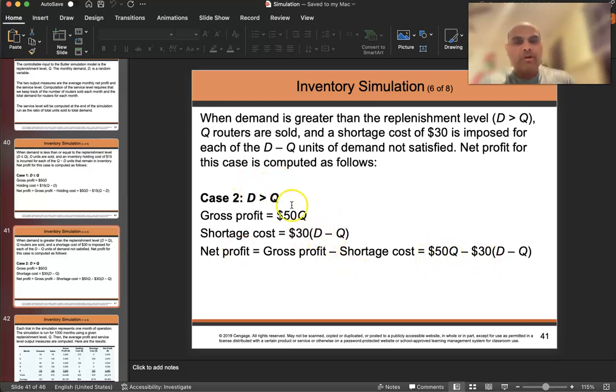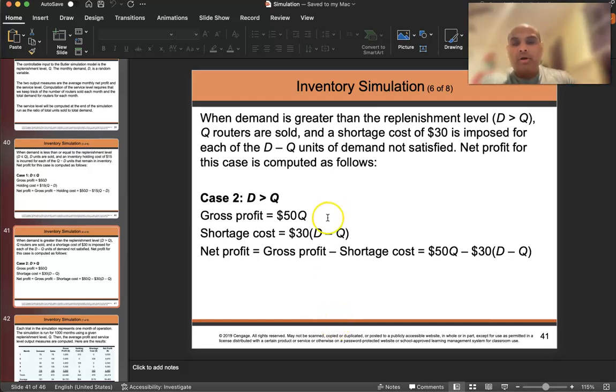Again, you can calculate net profit by subtracting these two. It'll be 50Q minus 30 times (D minus Q), so it'll be 80Q minus 30D essentially. That's the net profit in case demand is more than Q. And these are the only two scenarios that can happen. Now, what if demand is exactly equal to Q?